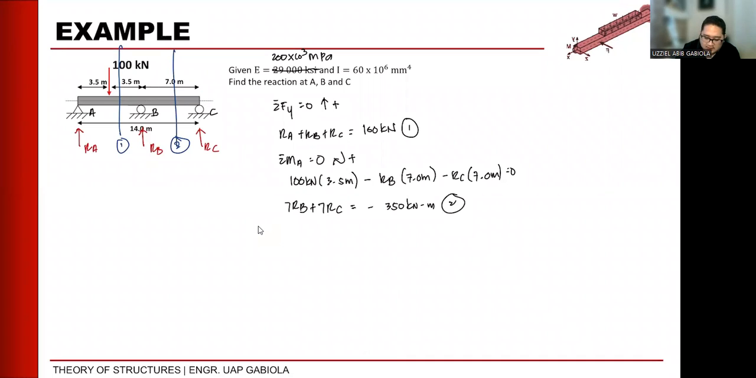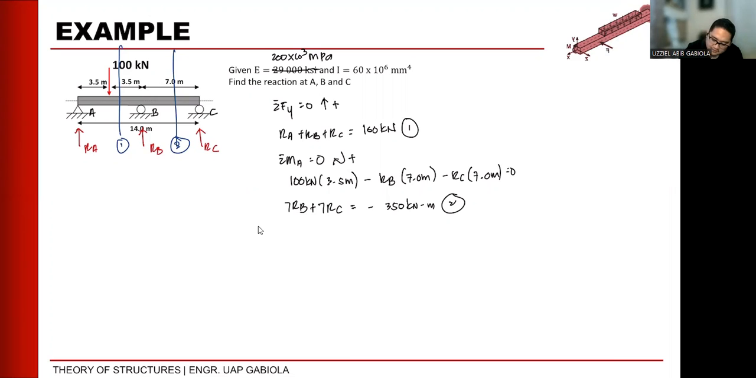Okay? So, as you can see dito, meron tayong 3 unknowns pero 2 equations lang. So, hindi enough yung equation natin to solve for the value of our reaction. So, kailangan natin ng equations natin from each segment natin.